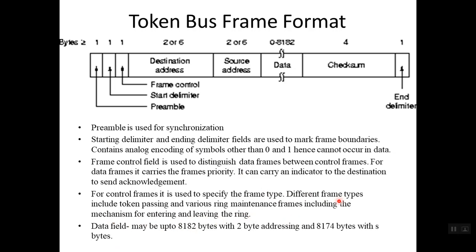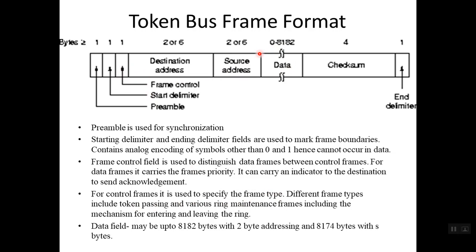There are a number of control frames. Token is a control frame, and various ring maintenance frames are there. If a machine has to enter the ring, then the machine has to send a particular frame. And if a machine has to leave the ring, then also that machine has to send a frame. There are different frames, so they are all control frames, and different frame types indicate these different frames, and that frame type is included in this frame control field.